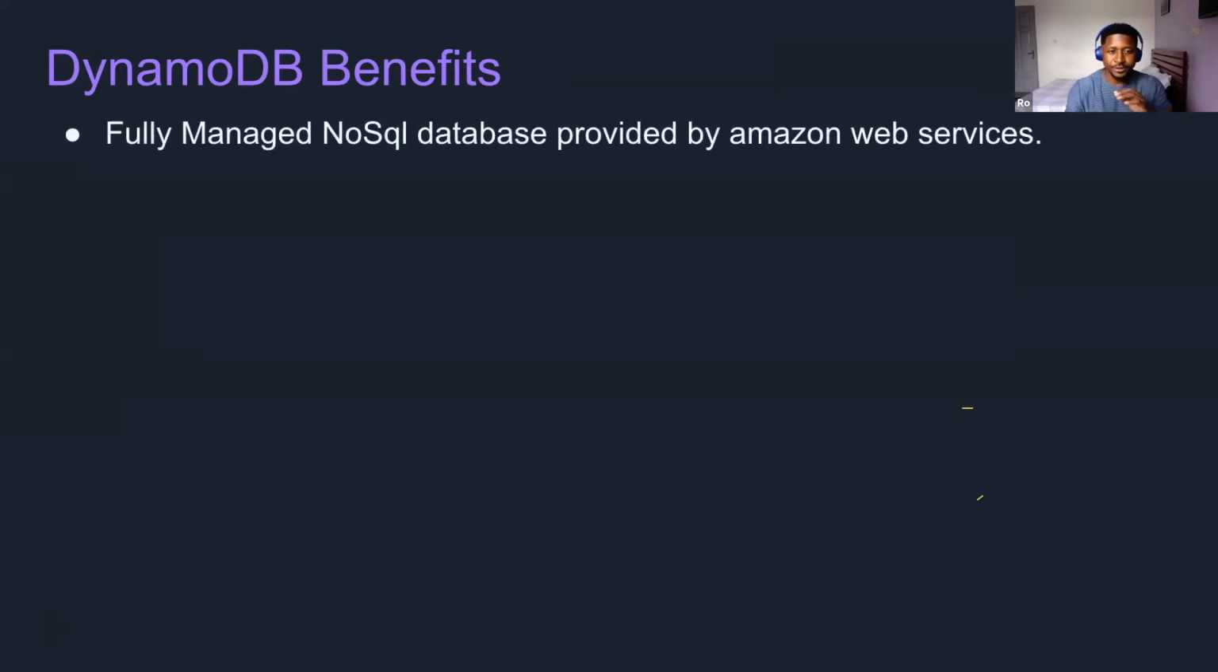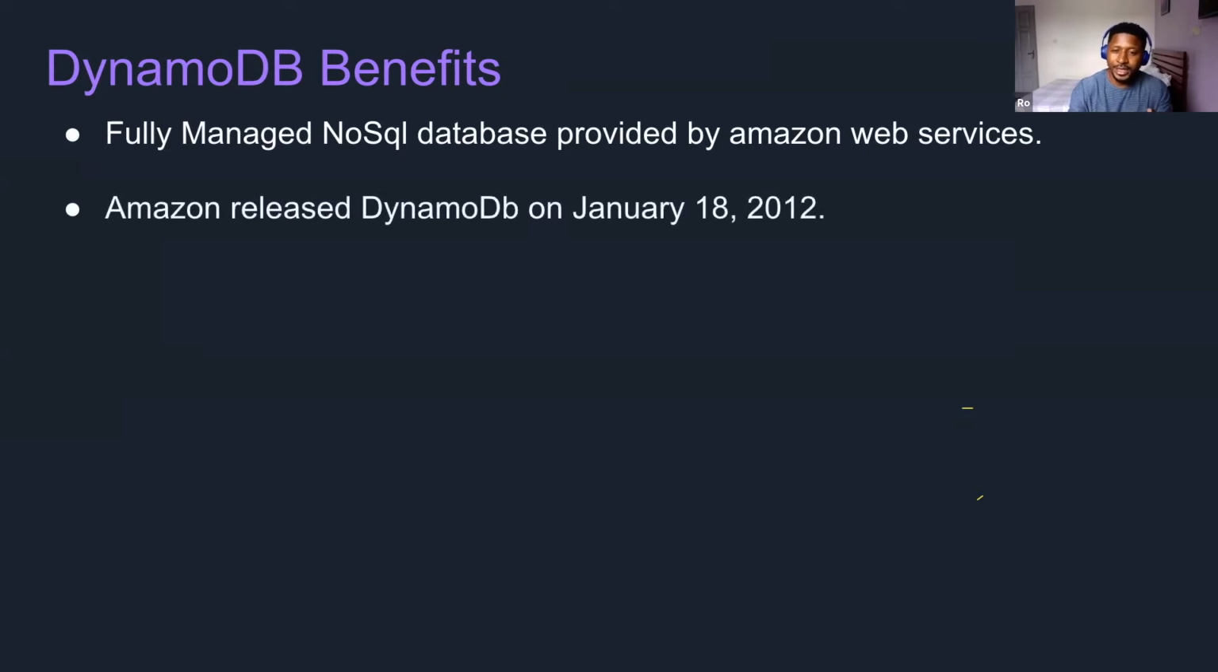So firstly, it's a fully managed NoSQL database provided by Amazon Web Services. It was created on January 18, 2012 by the Amazon.com shopping cart team. The problem is that these guys had performance issues with using SQL, so they had to think of a better way to scale efficiently, rapidly, and performance-wise without any performance degradation. All that led to the creation of DynamoDB.